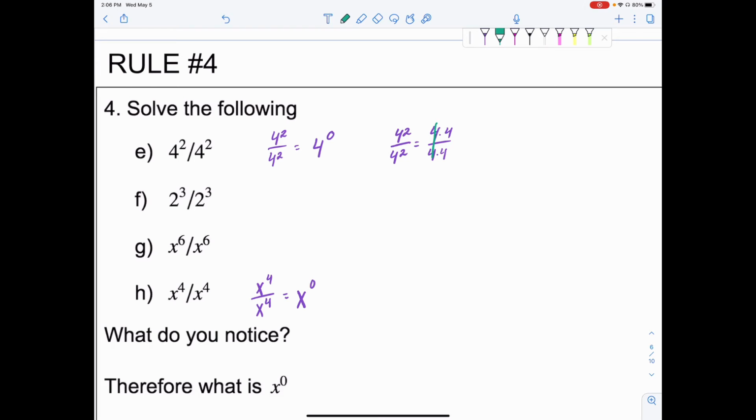4 divided by 4 is 1. So in my numerator, I have 1 times 1, which is 1. My denominator, 1 times 1, which is 1. And 1 over 1 is 1.